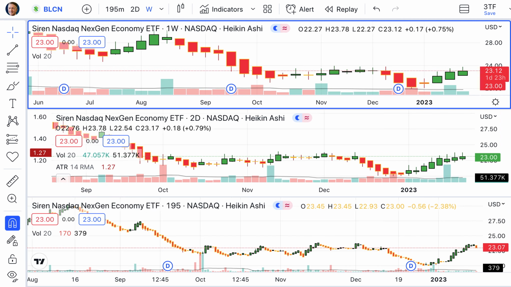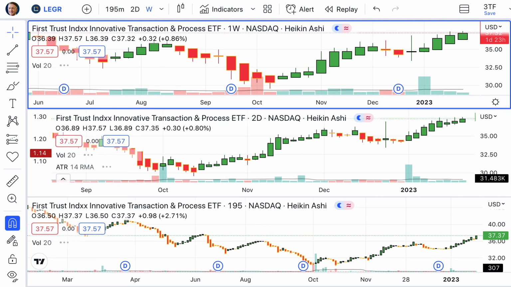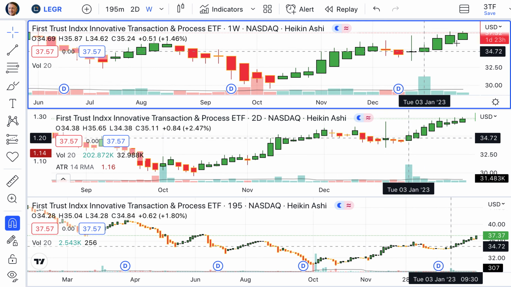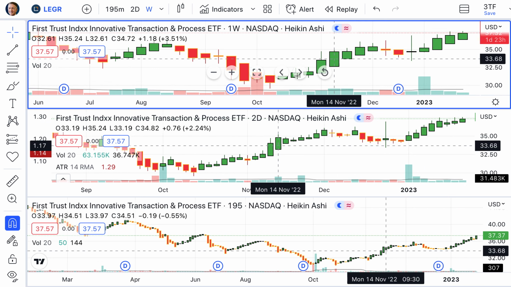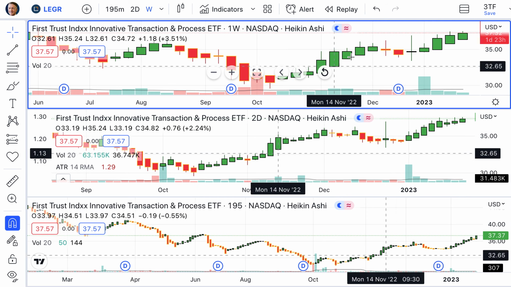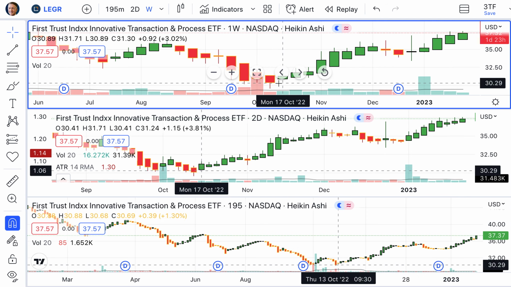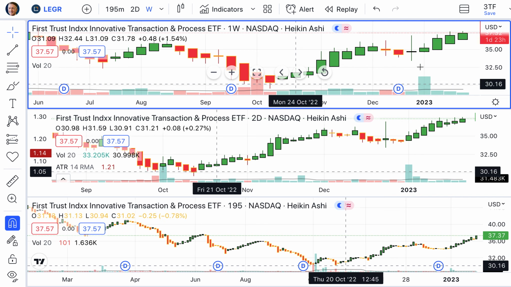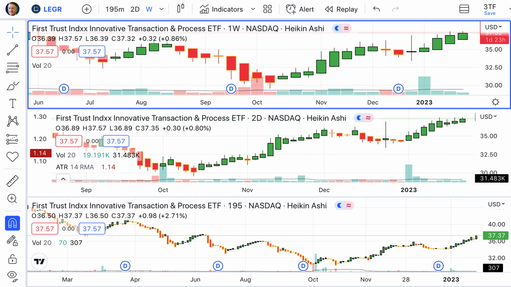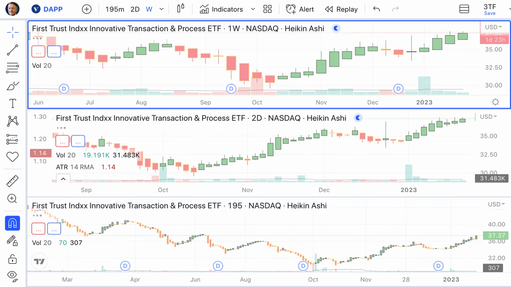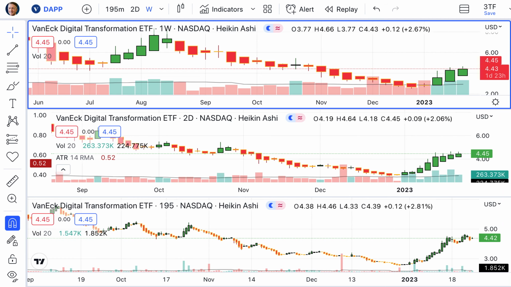Here's another one, the Siren NASDAQ Next Gen Economy. It also has been going up quite nicely. We look at something like the Innovative Transaction and Process ETF. It too has been going up over these last 3 weeks, although it had seen some gains back prior to this, starting back in October, and did not suffer as much as some of these other crypto-related or tangentially crypto-related assets. Of course, we look at something like the VanEck Digital Transformation ETF.